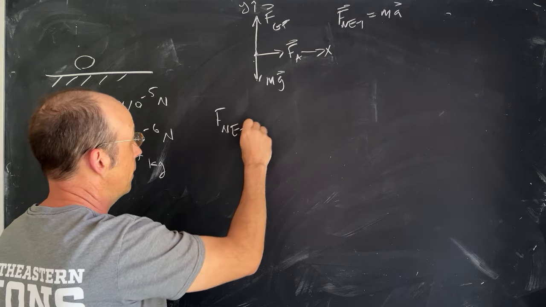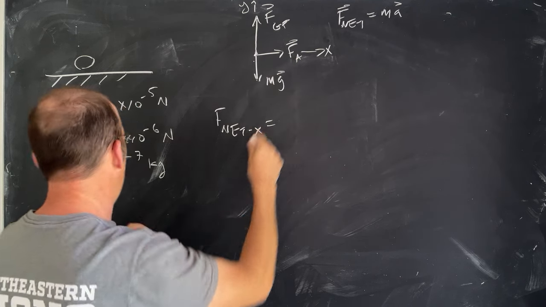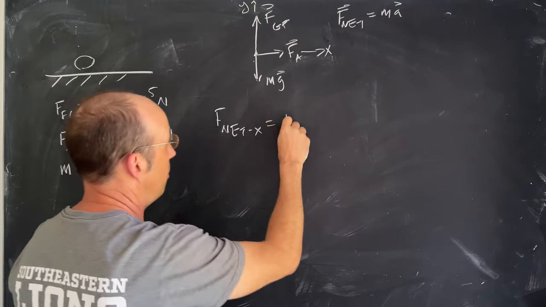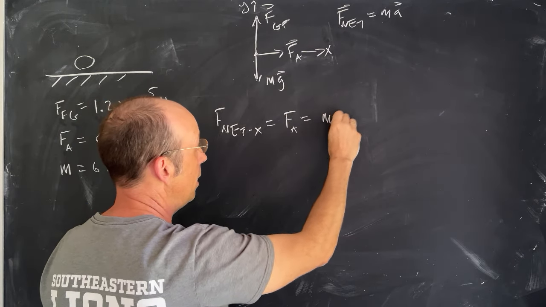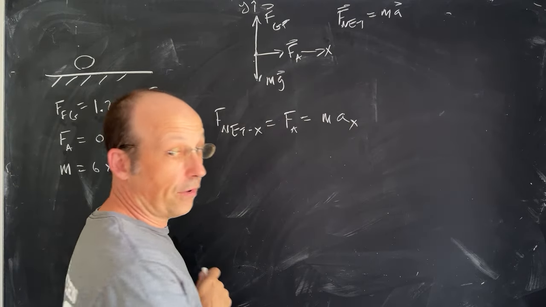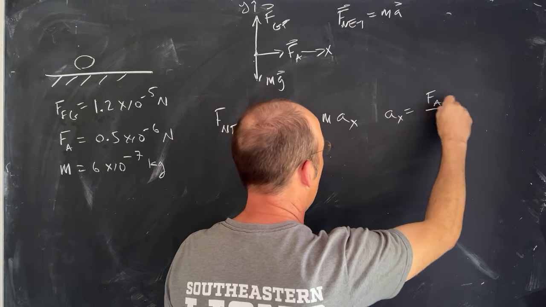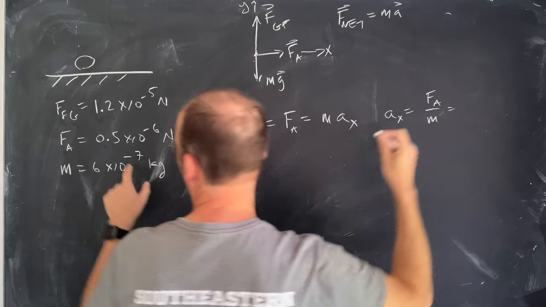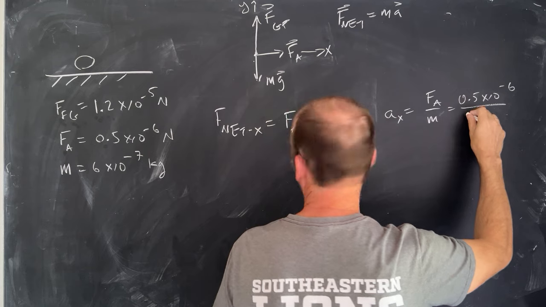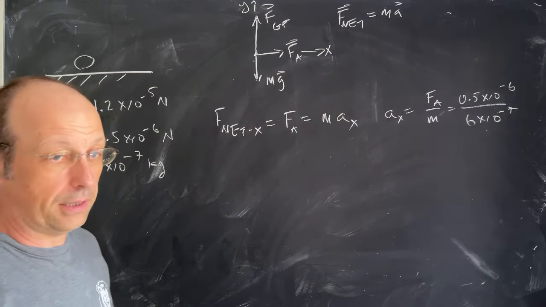So F net x is going to be equal to what forces are in the x direction? Well, there's just that one. And I didn't write it as a vector, but that's fine. It's just this value right there. So I'm going to put Fa, and that's going to be m times acceleration in the x direction. So I can find the acceleration in the x direction. Ax is going to be Fa over m, which is going to be equal to, I'm going to put in my values, 0.5 times 10 to the negative 6 over 6 times 10 to the negative 7. Okay, and I left off the units, so we'll calculate that in a second.